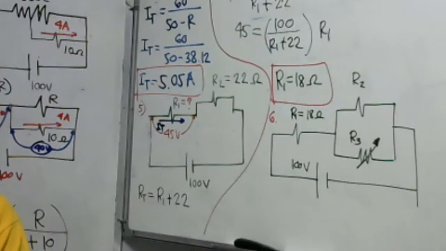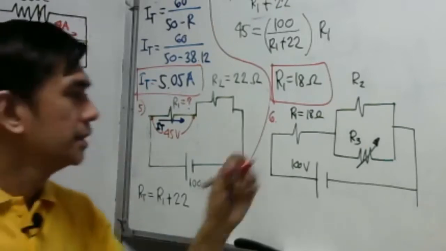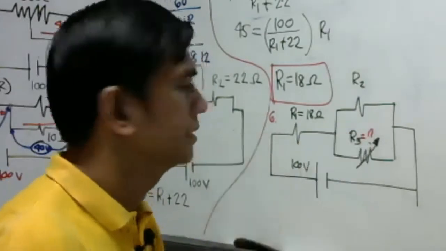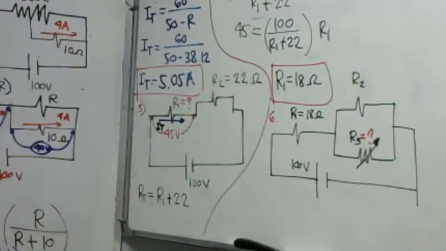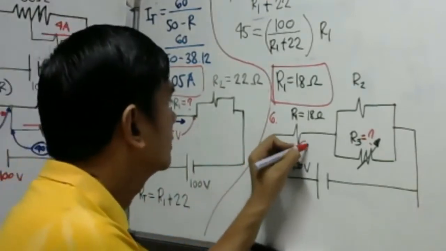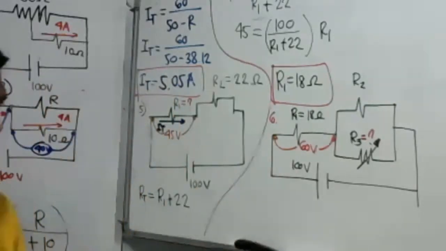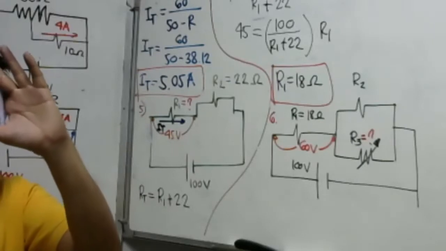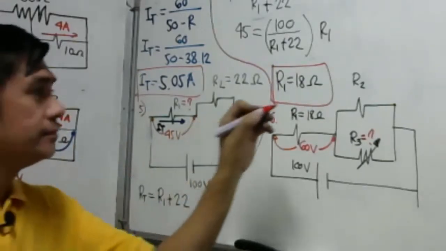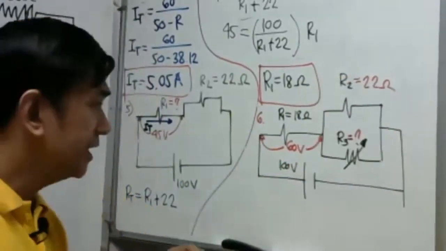Okay? It says in our problem, to what value must R3 be adjusted in order that the voltage across R1 may be 60 volts? So this will become 60 volts. The voltage across R1 is 60 volts. Then take a look here, guys. By the way, this is 22 ohms. That is 22 ohms given.